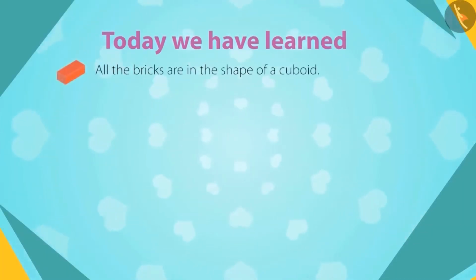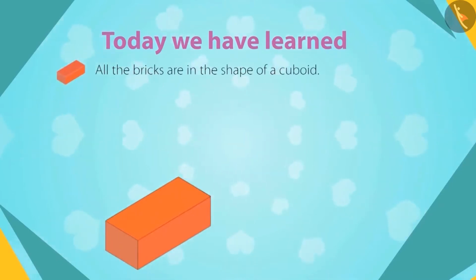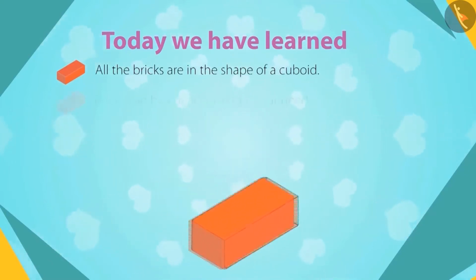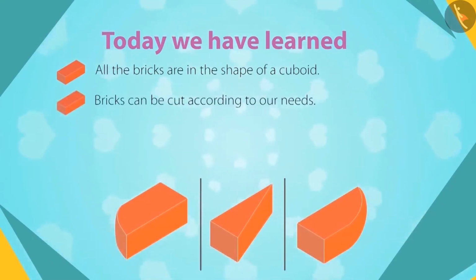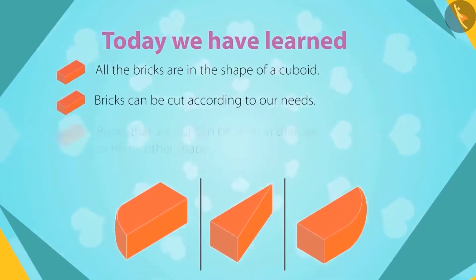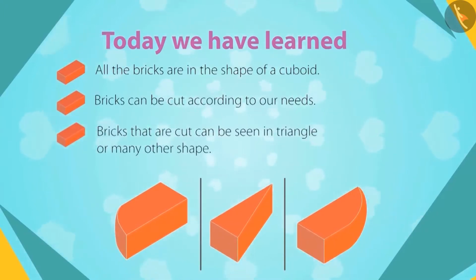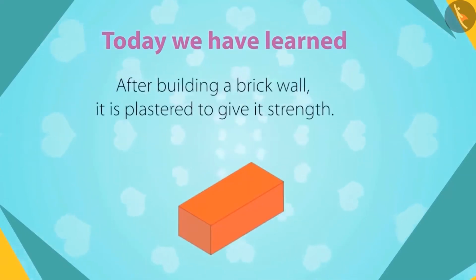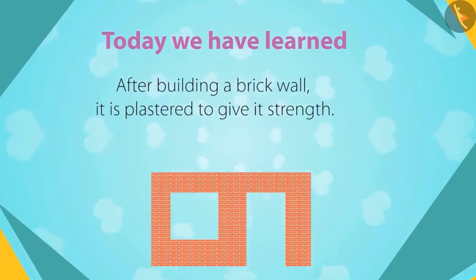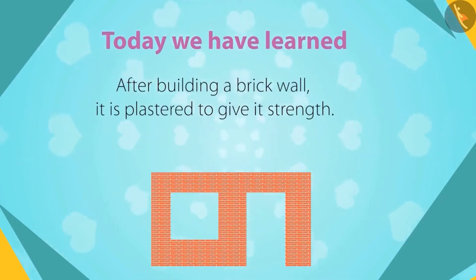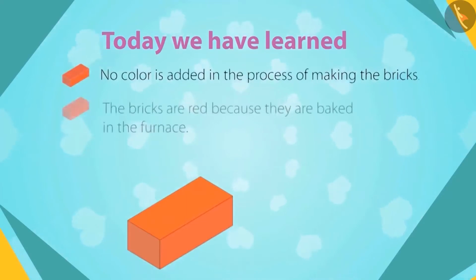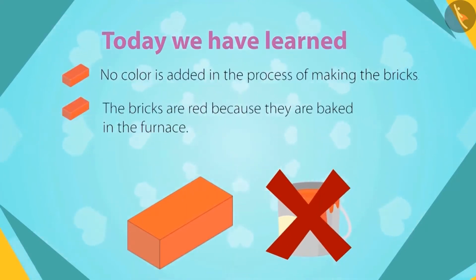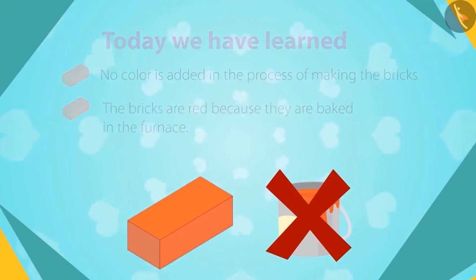Sure, but first let's recall what you have learned today. All the bricks are in the shape of cuboid, which can be cut according to our needs. That is why we see bricks of other shapes like triangles, and some may have curved sides. After building a brick wall, the wall is plastered to give it strength. No color is added in the process of making the bricks. The bricks are red because they are baked in the furnace.